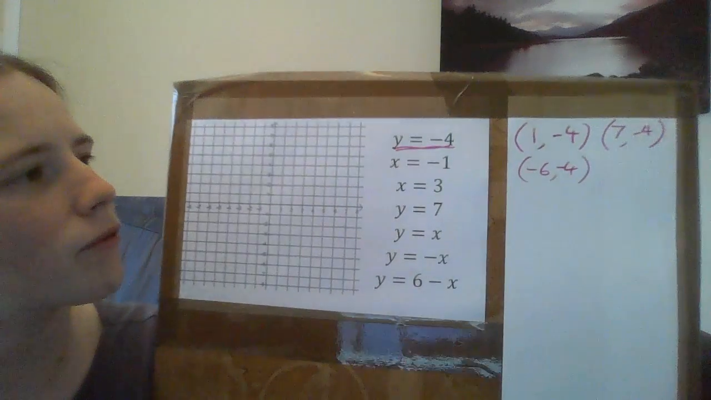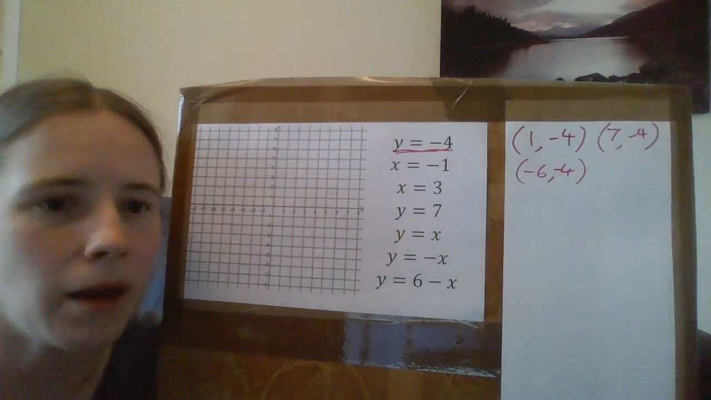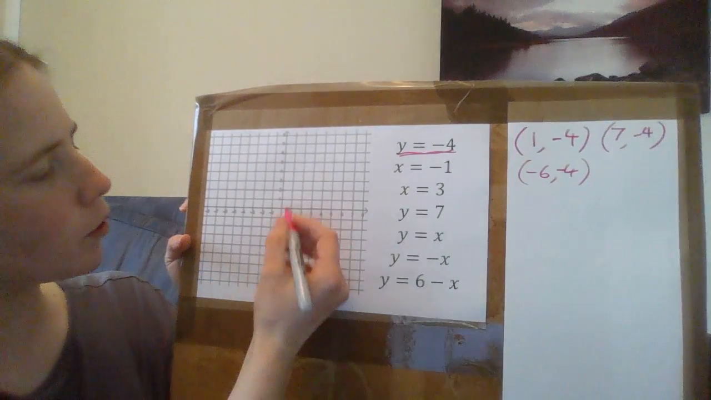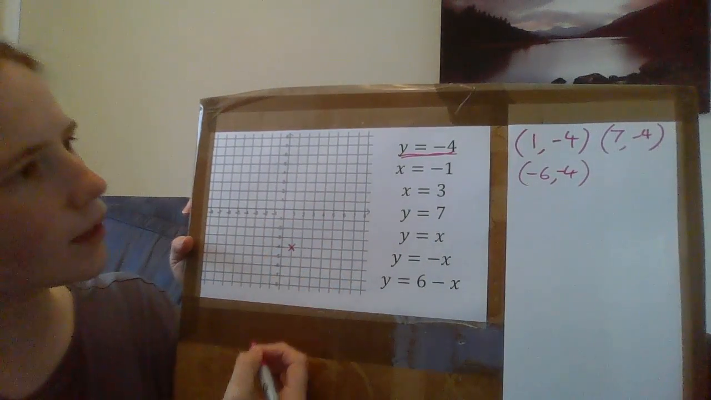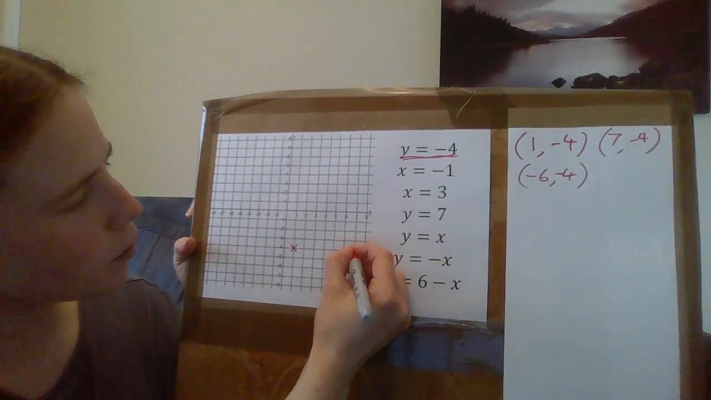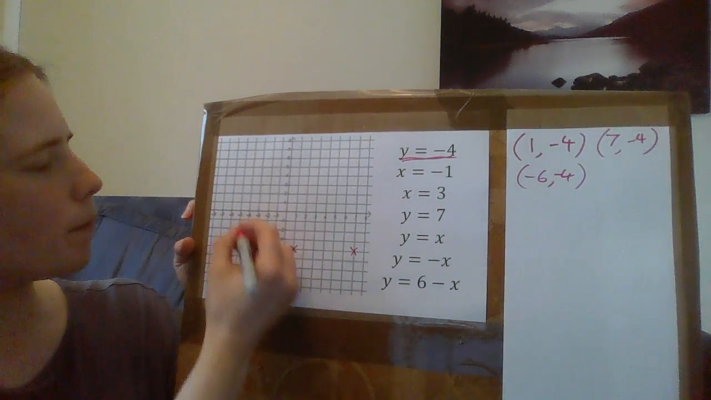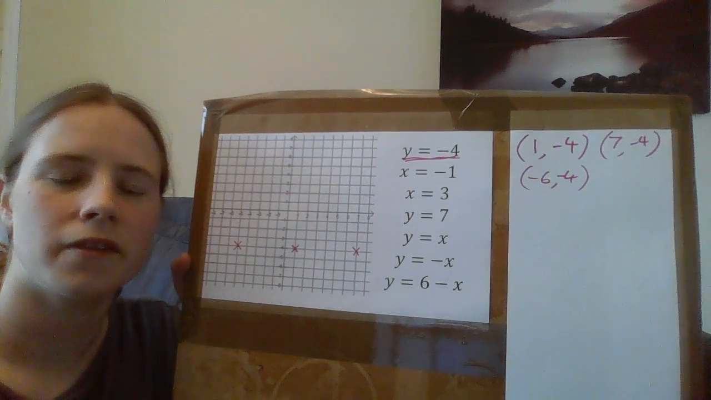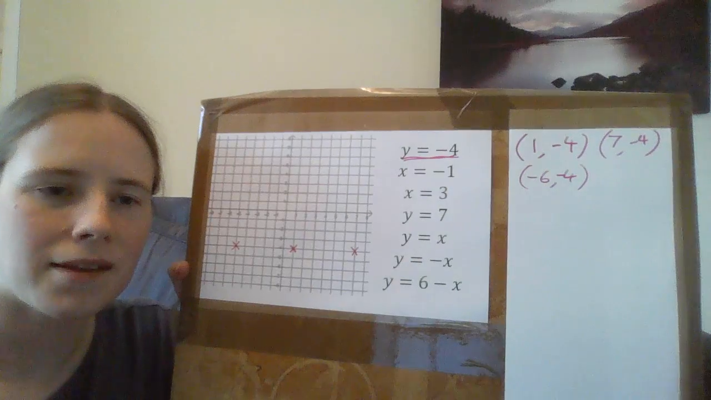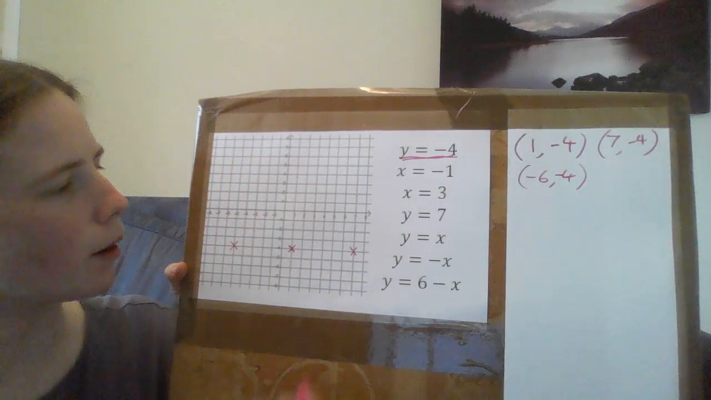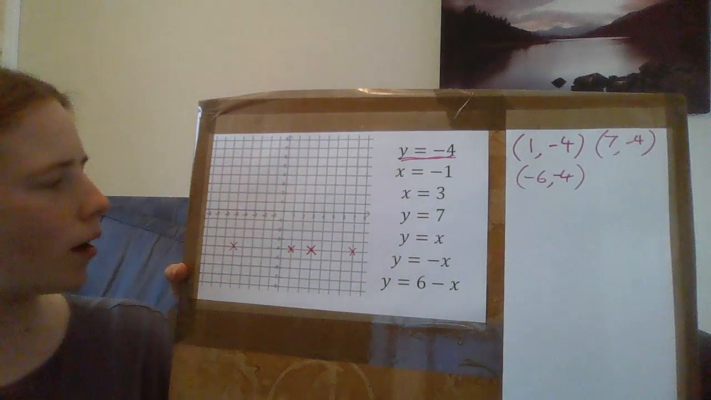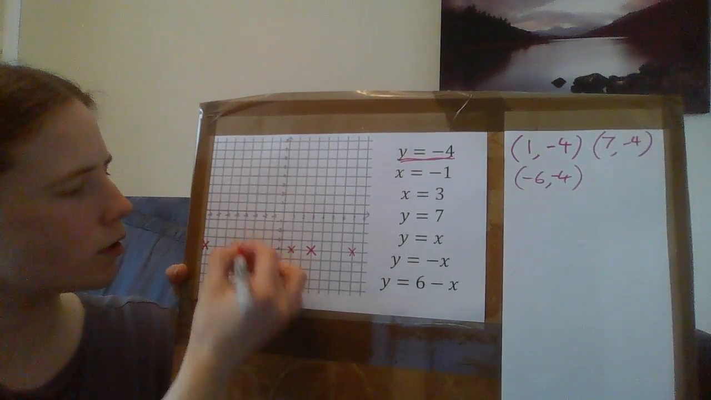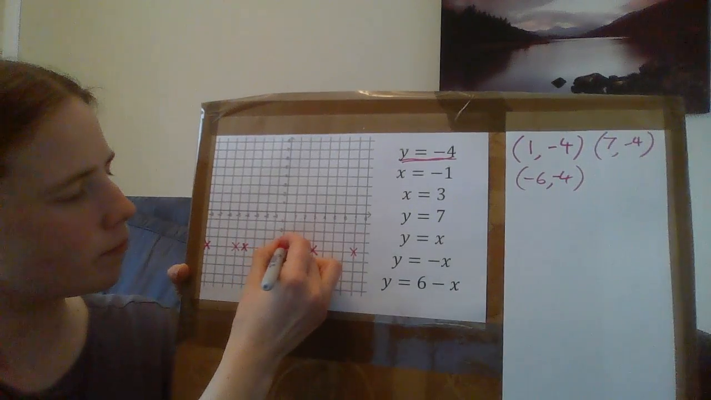Okay, so now that we've got a few examples, we're going to start plotting them, and you might have some others that you could add on as well. I'm going to put, first of all, the coordinate (1, -4) down, and then the coordinate (7, -4), and then the coordinate (-6, -4). And you might start to notice that these points seem to be following a pattern. Let's get a few extras down. What about (3, -4), (-8, -4), (-4, -4), and (0, -4)?